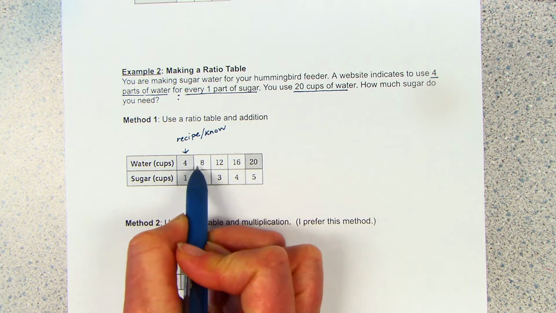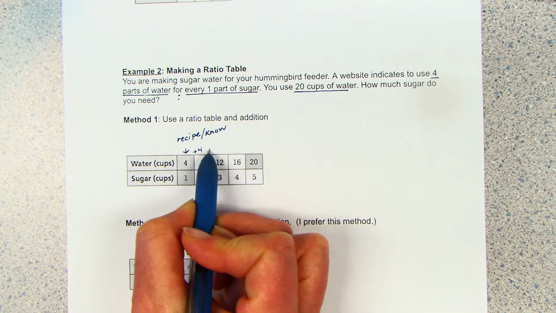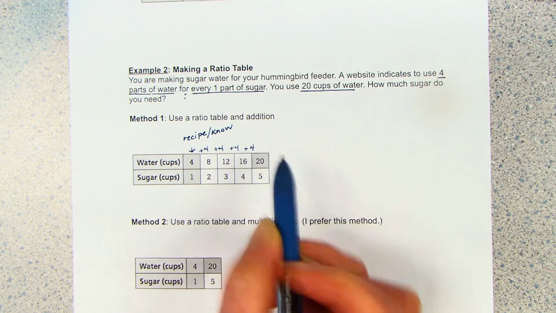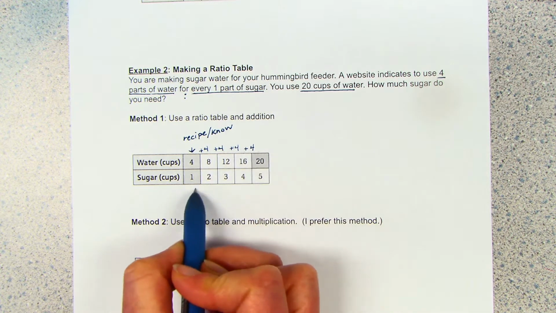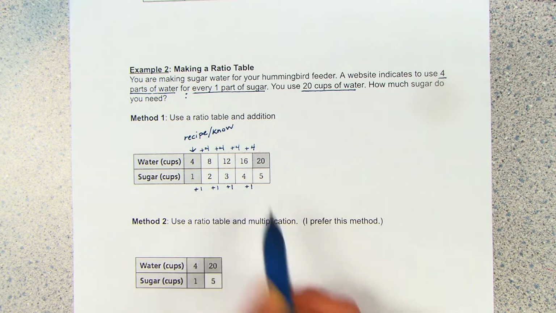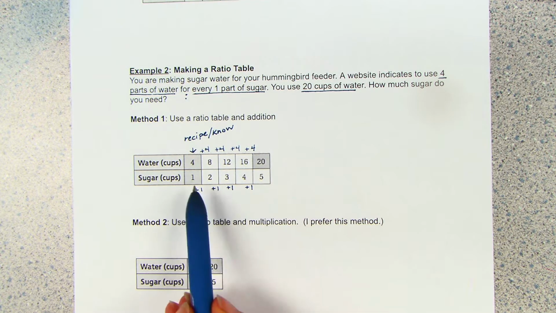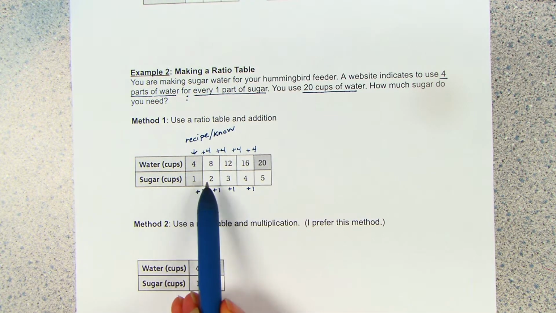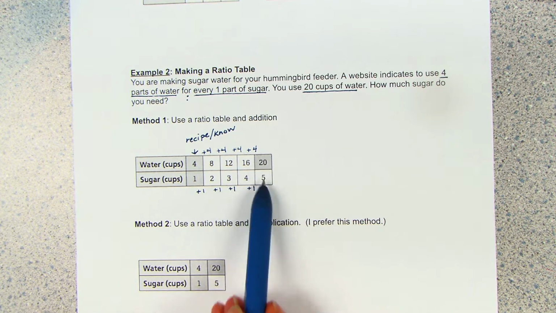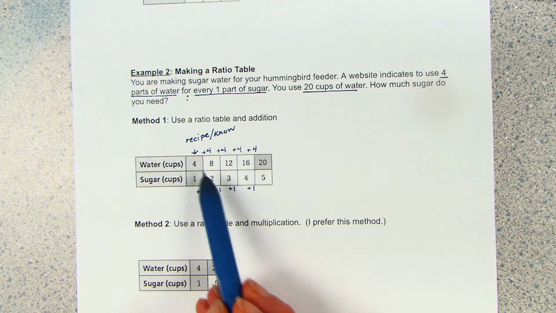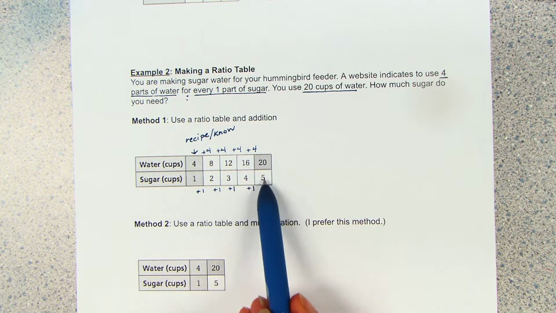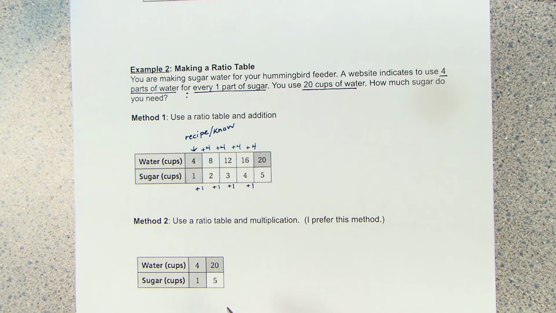So I had 4 here, so I added 4 more to get to 8, and then plus 4 more, and 4 more, and 4 more. And then on the bottom, I added plus 1, plus 1, plus 1, plus 1. Right? And it just keeps going up, so 4 over 1 is the same as 8 over 2, which is the same as 12 over 3, which is the same as 16 over 4, which is the same as 20 over 5. All right? Or 4 parts water to 1 part sugar is the same as 20 parts water to 5 parts sugar. All right?